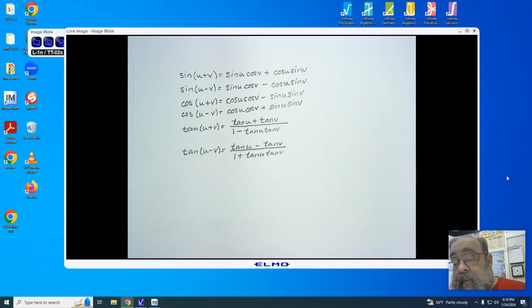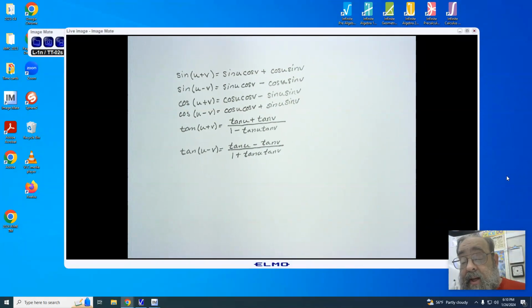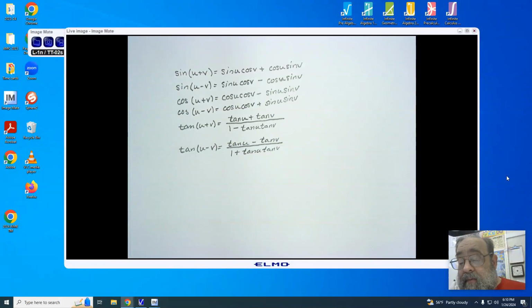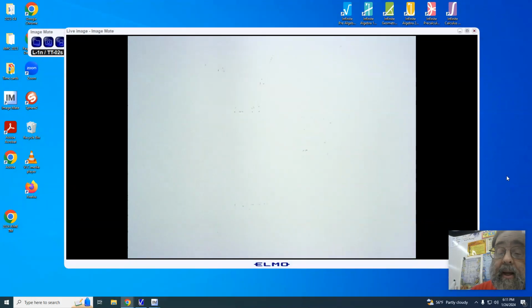Tangent of u plus v is the tangent of u plus the tangent of v divided by the difference between 1 and the product of tangent of u and tangent of v. The tangent of u minus v is the tangent of u minus the tangent of v divided by the sum of 1 and the product of tangent of u, tangent of v. Let's go ahead and begin.